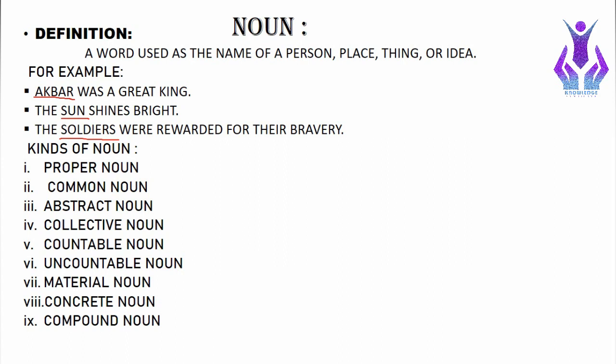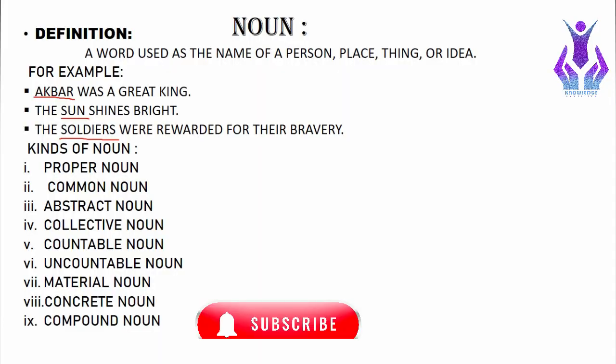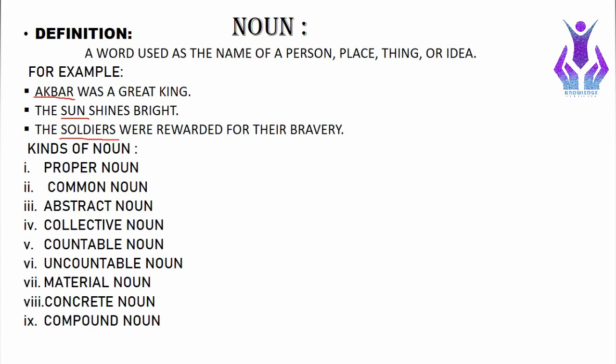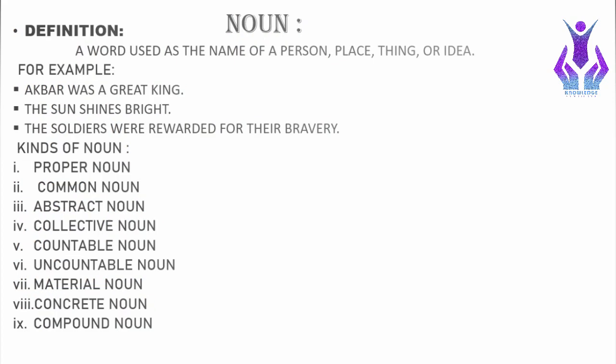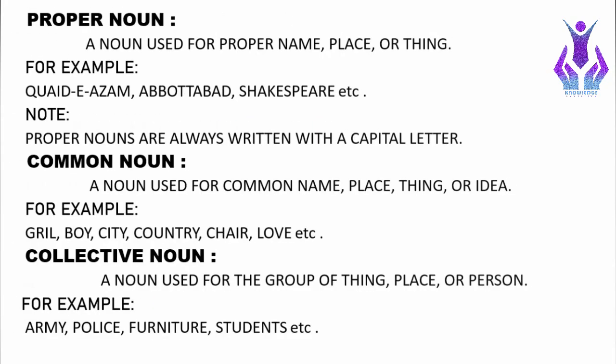Now we have different kinds of noun, including proper noun, common noun, abstract noun, collective noun, countable noun, uncountable noun, material noun, concrete noun, and compound noun. These 9 kinds of noun are interrelated with one another. We cannot bind one word to one kind of noun. One noun can be included in 3 types of noun. So all these 9 types are interconnected. We will go through these one by one, starting with proper noun.